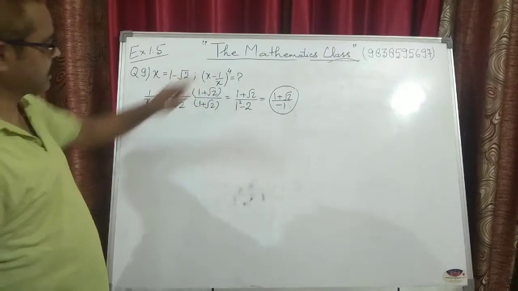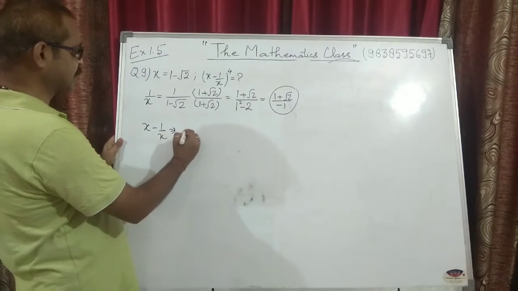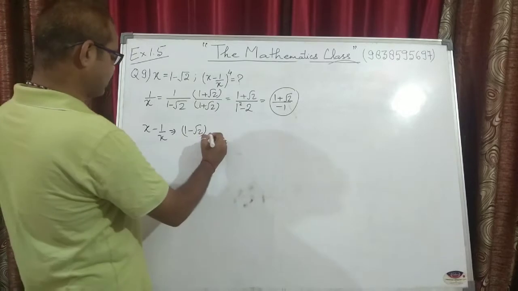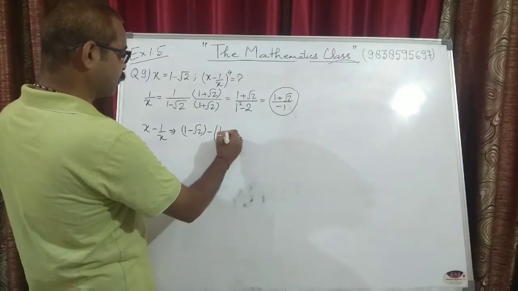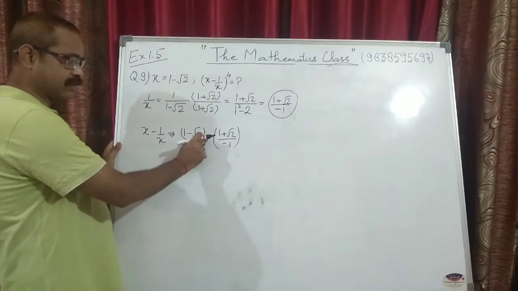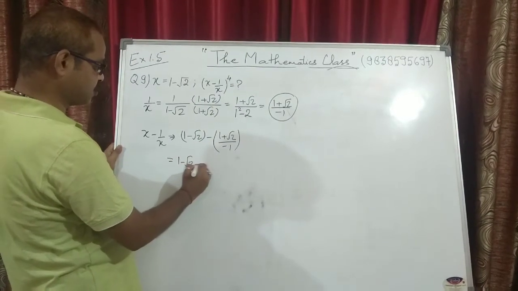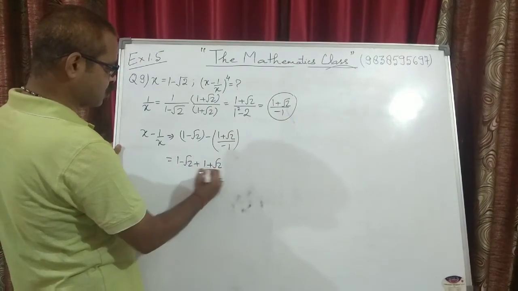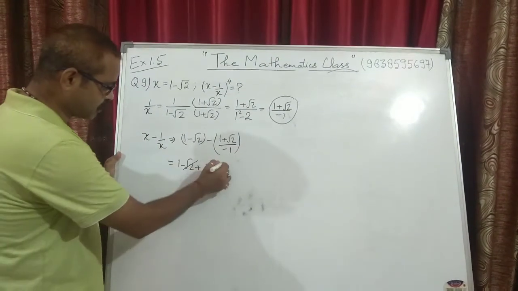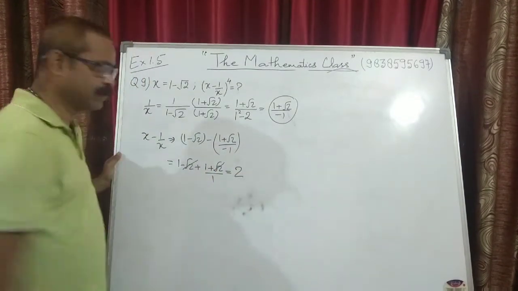This is the value of 1 upon x. We need to find x minus 1 upon x. So x minus 1 upon x can be written as 1 minus root 2, which was your x, minus 1 plus root 2 upon minus 1. This minus 1 and this minus 1 will cancel each other. It can be written as 1 minus root 2 plus 1 plus root 2 upon 1. Upon 1 either you write or you don't write. Minus root 2 and plus root 2 cancel off. You got the final value as 2.